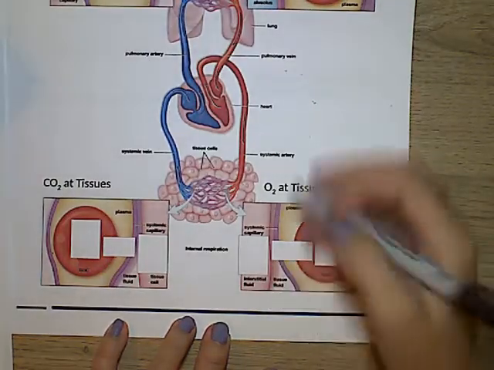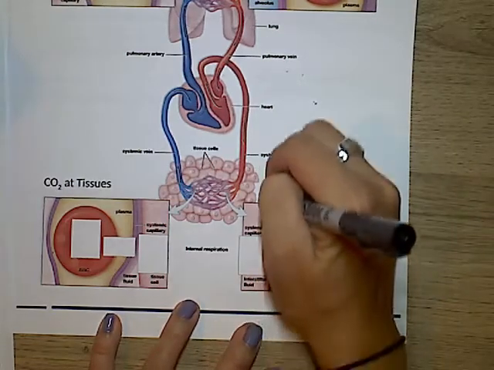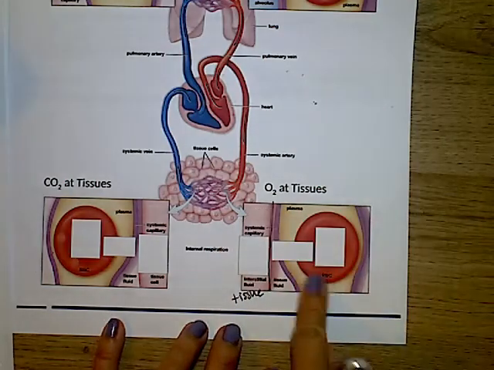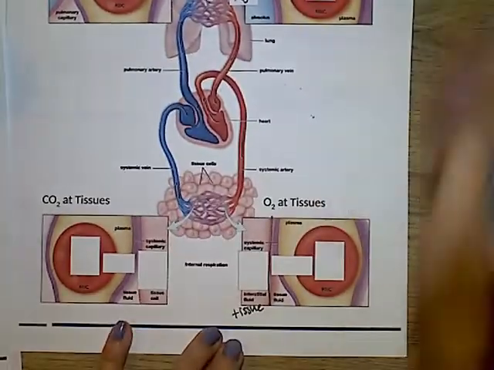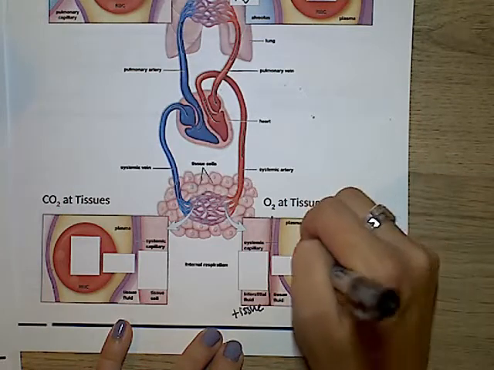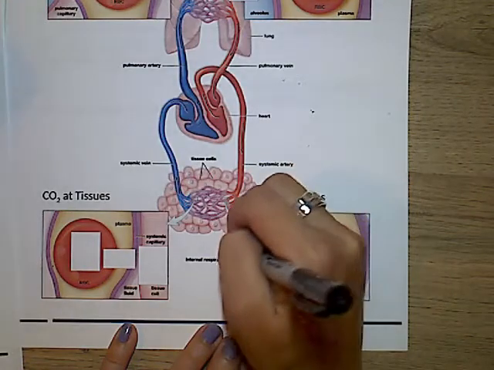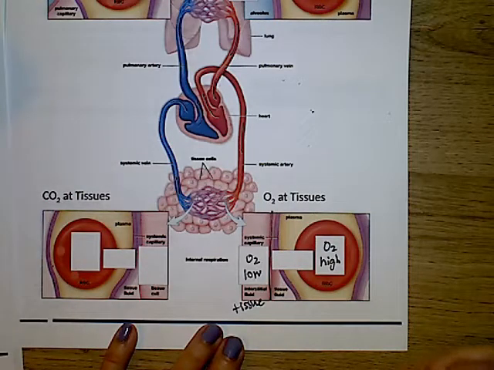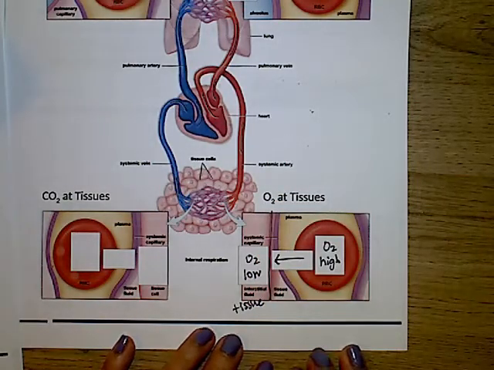So here's the capillary, and this is the tissue. And this is the capillary with the red blood cell. It just came from up here, so it's going to have oxygen gas at high levels. And at your tissues, the oxygen gas will be low. So again, it goes from high to low. It's going to go from that red blood cell into your tissues and cells so it can be used for cellular respiration.